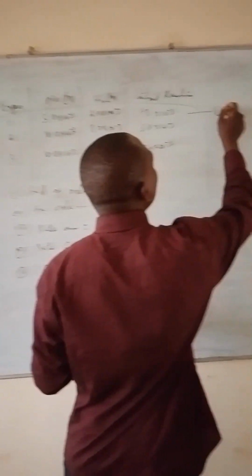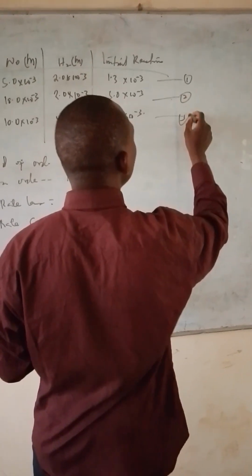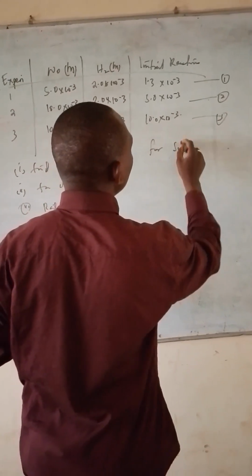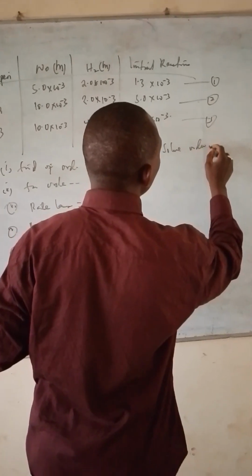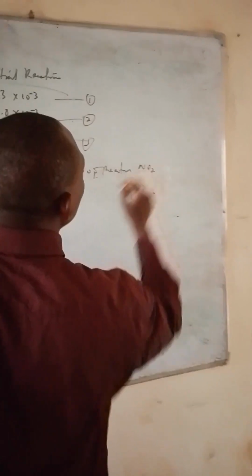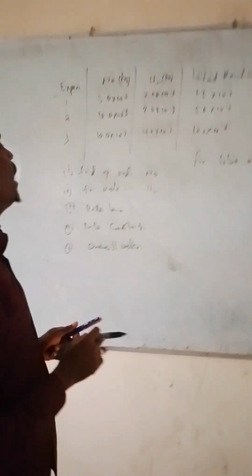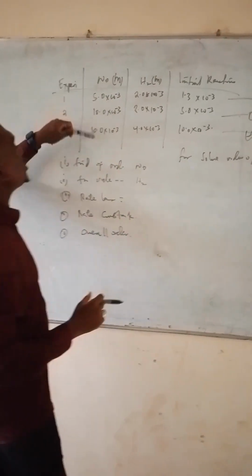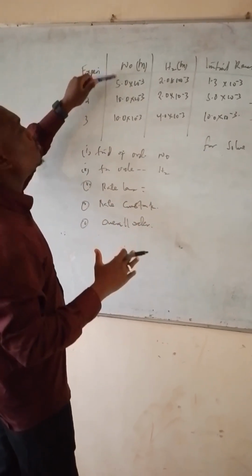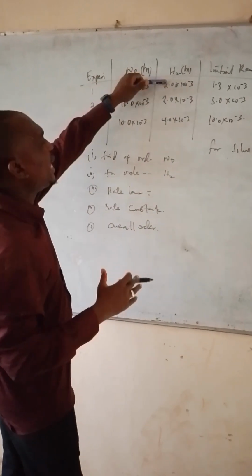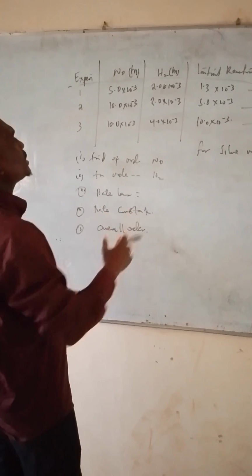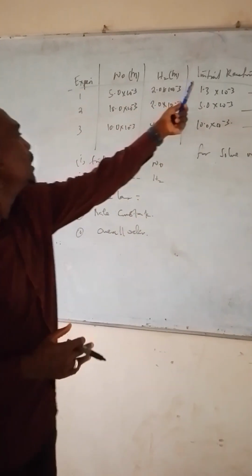We have equation 1, we have equation 2, we have equation 3. To solve for the order of reaction with respect to NO2, the principle behind it is you pick any two equations in which the concentration of NO2 is different, while the hydrogen concentration must be the same so that it can cancel out. So if you want to do that, you think of equation 1 and equation 2.